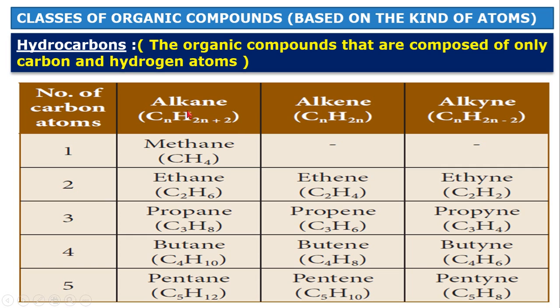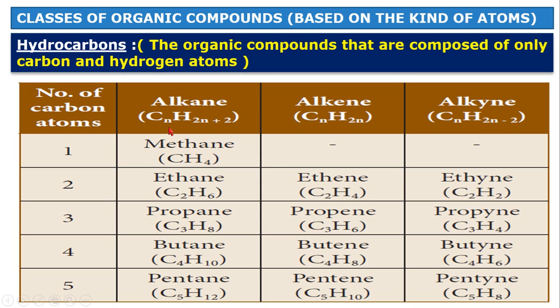The general formula of alkane is CnH2n plus 2. The general formula of alkene is CnH2n. The general formula of alkyne is CnH2n minus 2. In the place of n, we put 1. C1, 2 into 1, 2 plus 2, 4. So C1H4, that name is methane, CH4.